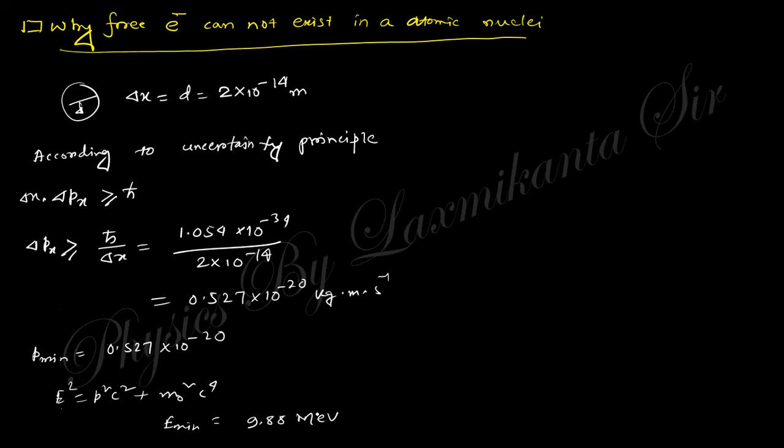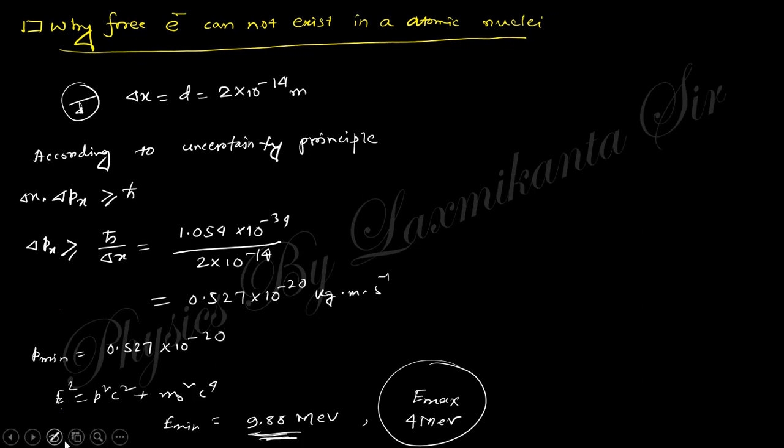But you know that the energy of an electron within the nucleus will be at most 4 MeV. The maximum energy is 4 MeV, but the energy required for a free electron to exist within the nucleus is 9.88 MeV. So it is impossible for an electron to be within a nucleus.